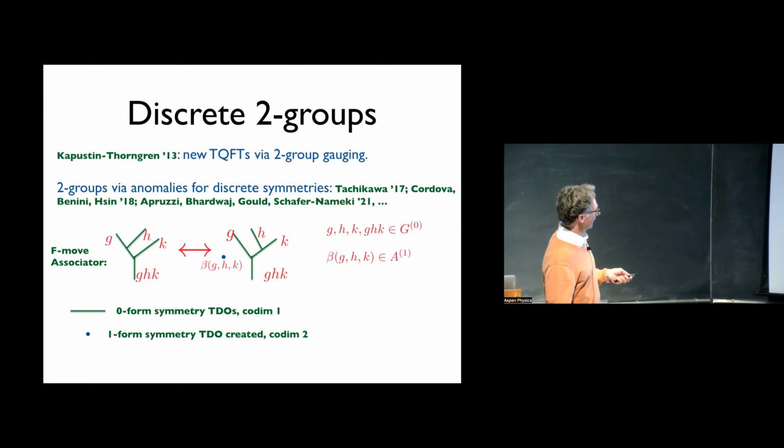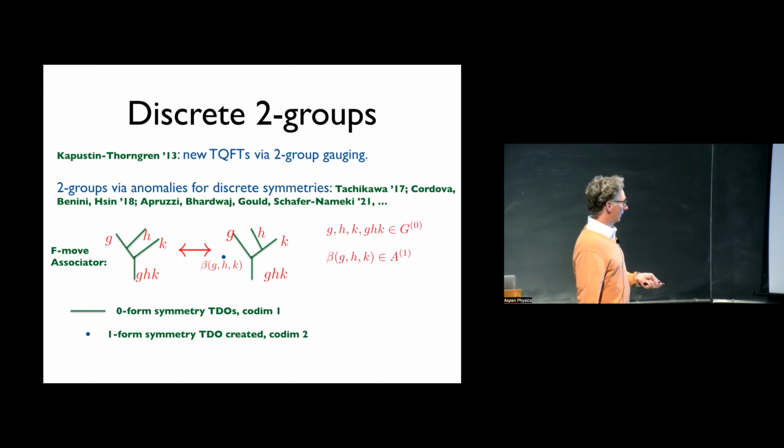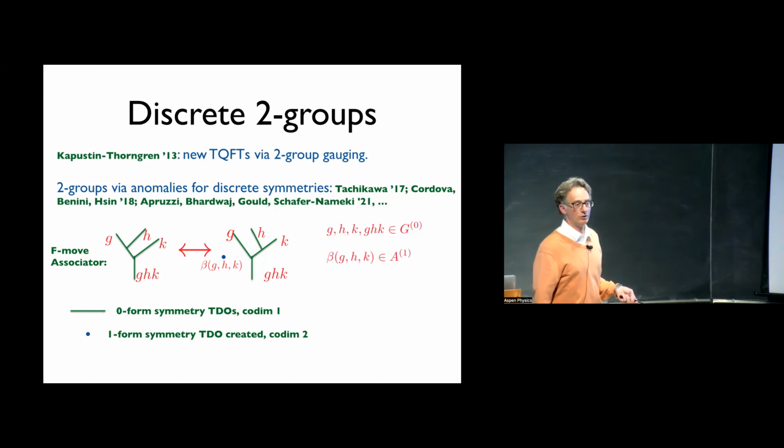Some of these papers have a nice description of the two-groups in terms of the associator of these symmetry lines. We could look at these different symmetry lines and combine them in different ways, and you end up with something which is this Postnikov class, which creates a codimension-two topological defect operator, and that's related to the two-group structure.